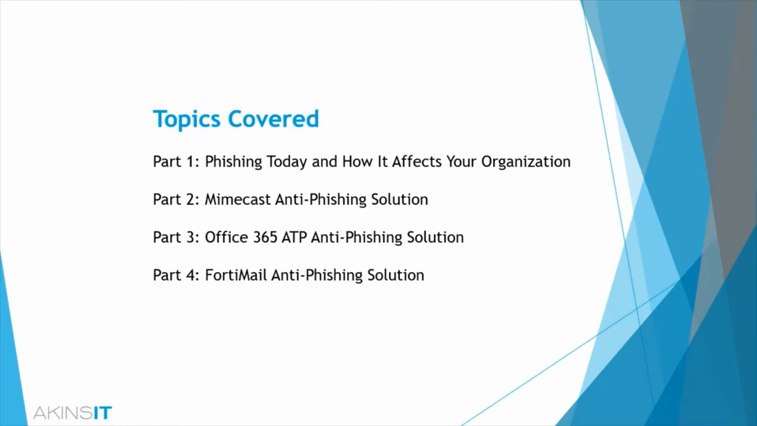Part 2 is Mimecast's anti-phishing solution, where we'll be reviewing the Mimecast Targeted Threat Protection Suite and how they help educate your users. Part 3 is going to be on Office 365 ATP anti-phishing solution, where we'll be reviewing Microsoft's method of security with a focus on user identities and telemetry it provides to other products. And part 4, lastly, is FortiMail's anti-phishing solution. We'll be reviewing FortiMail's ability to address email threats and the Forti ecosystem.